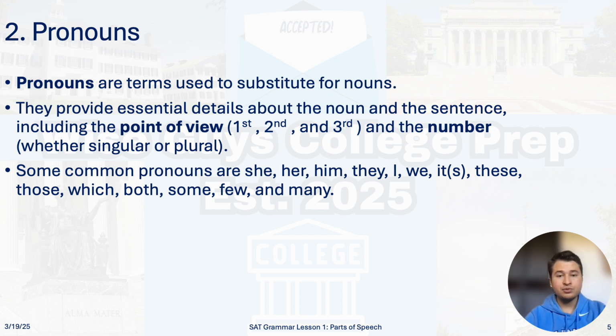Now, they provide essential details about the noun and sentence, including the point of view, whether it is in first person, second person, or third person, okay? And also the number, whether it is singular or plural. Some common pronouns are she, her, him, they, I, we, it, its, these, those, which, both, some, few, and many, okay?